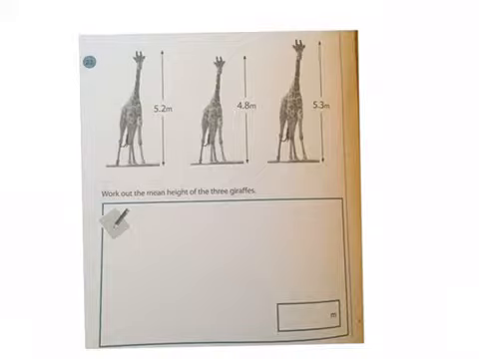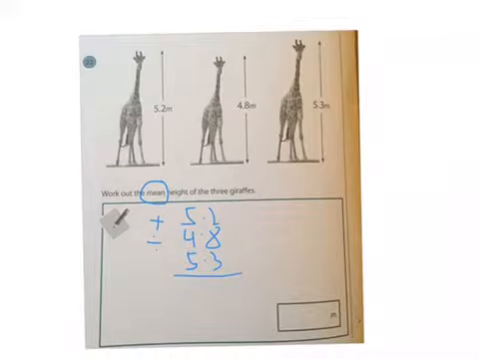Okay, so we've got 3 giraffes here, and it says the mean height. Okay, so mean means add them together and then divide by the number of items. So let's add the items together. 5.2, 4.8, 5.3. Okay, 2 and 8 is 10 and 3 is 13. So carry the 1, 13. 5 and 5 is 10 and 4 is 14 and 1 is 15. So it's 15.3 is the total.